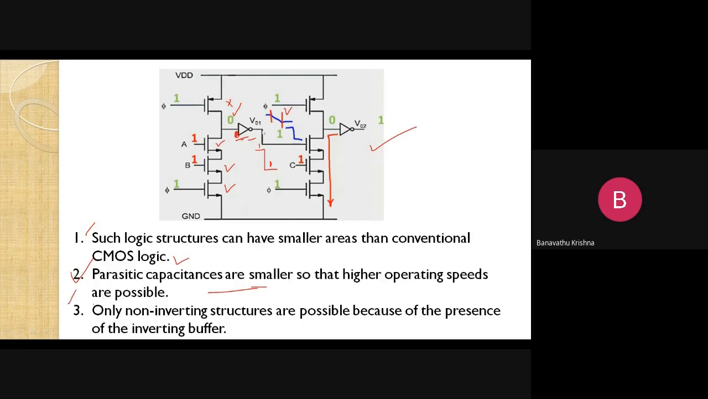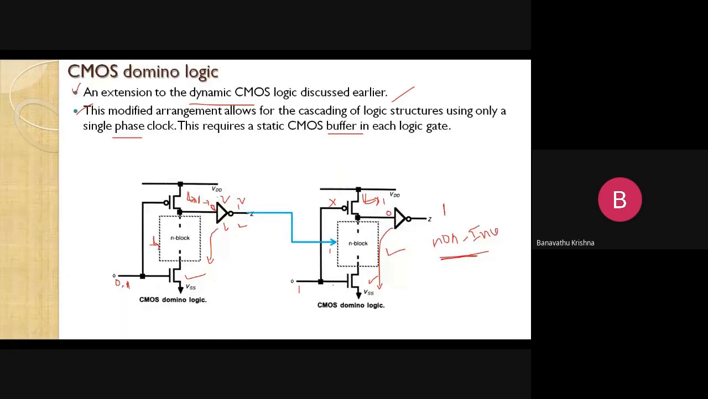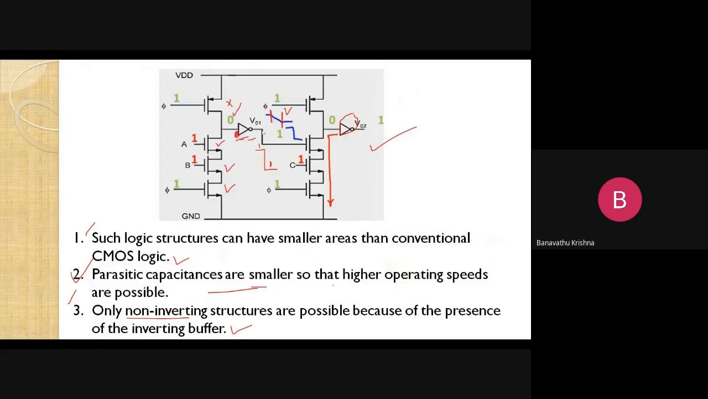One more thing I want to mention is that the non-inverting structure is possible because of the presence of the inverting buffer. Because of this inverter, the non-inverting behavior occurs across this domino logic circuit. So this is nothing but a non-inverting structure.